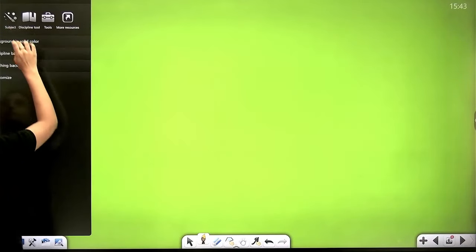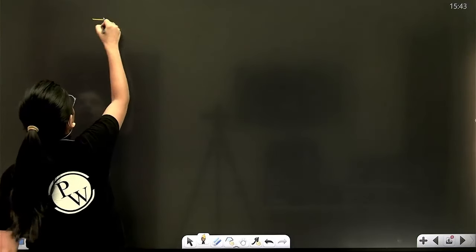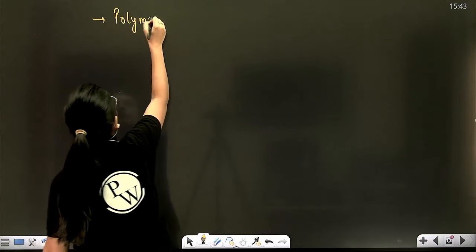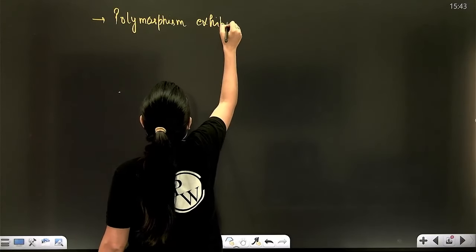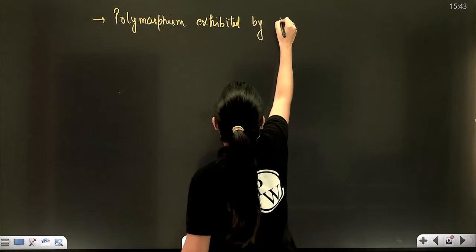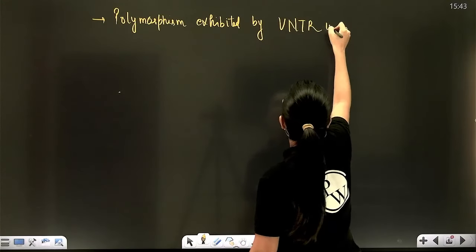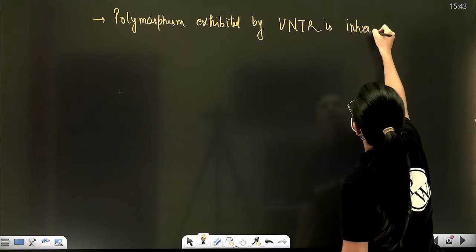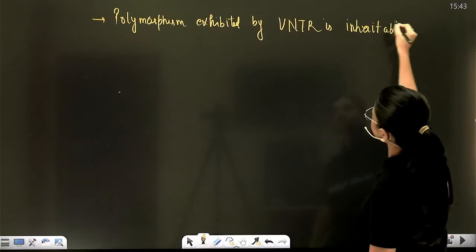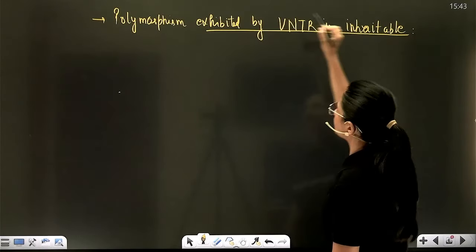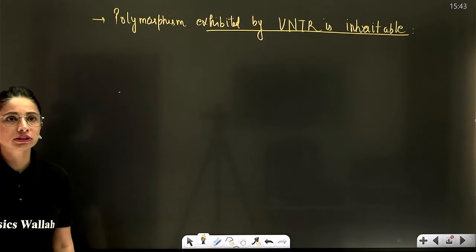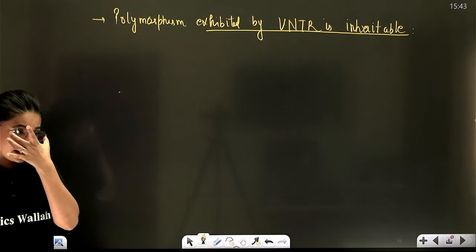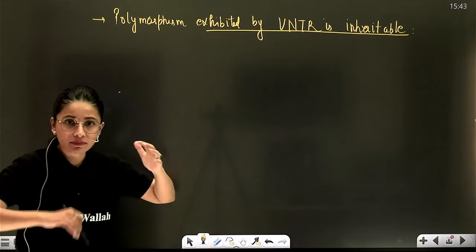So the next important thing you have to write is that polymorphism exhibited by VNTR is inheritable. Understood this much? Okay, so now let's do it from the beginning so that things are more clear.